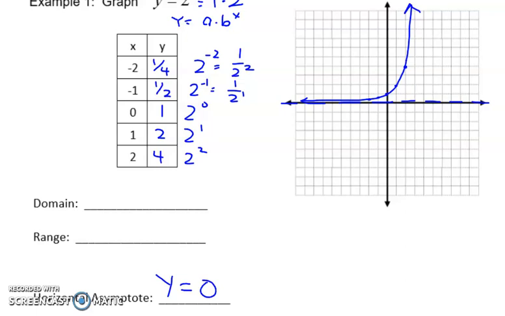The domain of this is all reals. All of the x values are going to get used. However, this graph will never hit 0 because there's no possible way I could raise 2 to a power of anything and get an answer of 0. And it will always be above 0. So y is greater than 0.